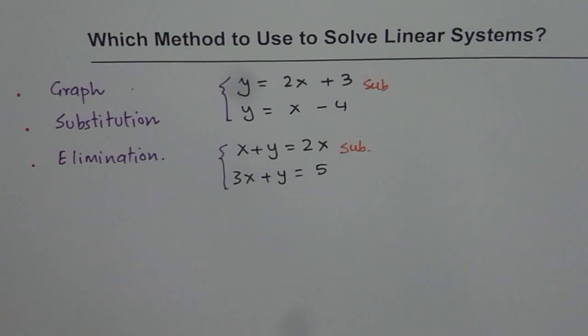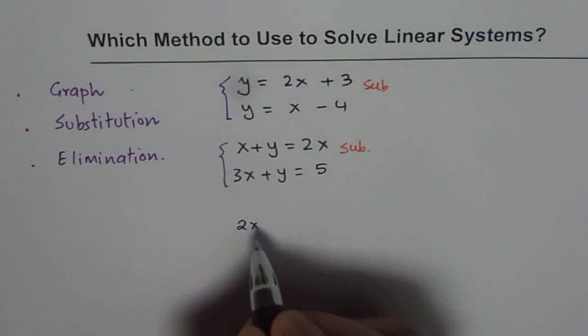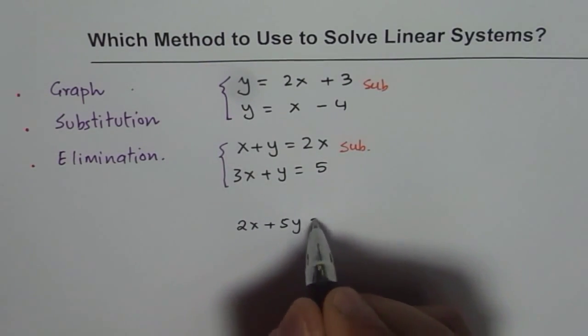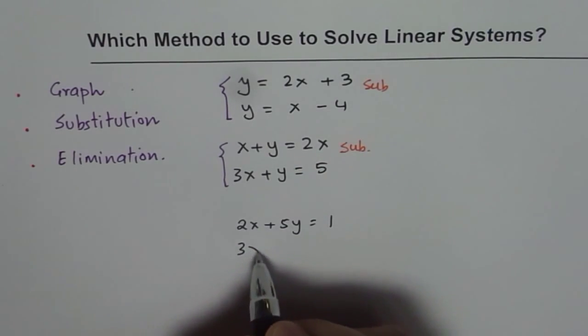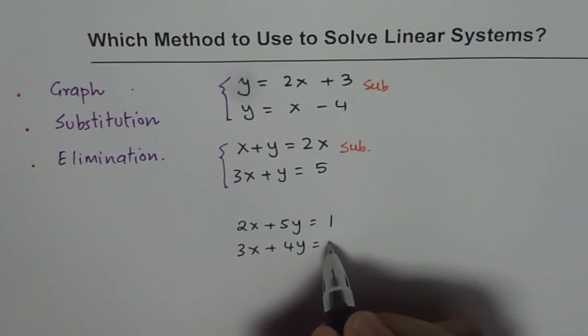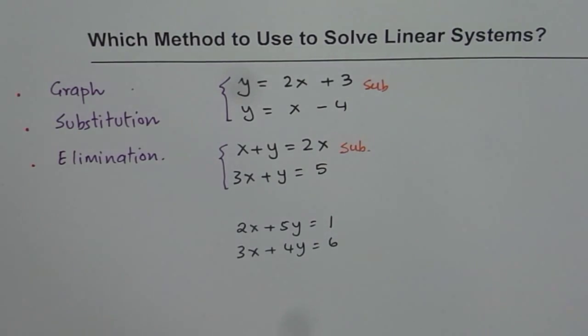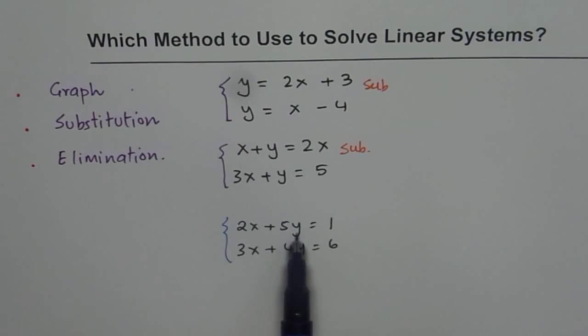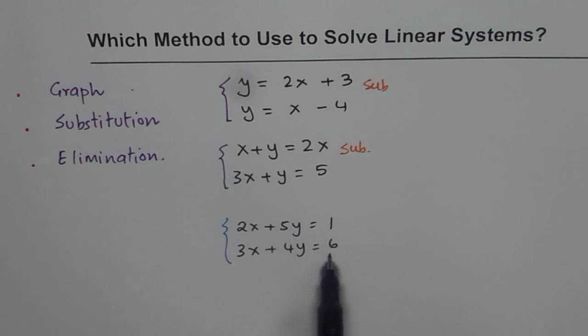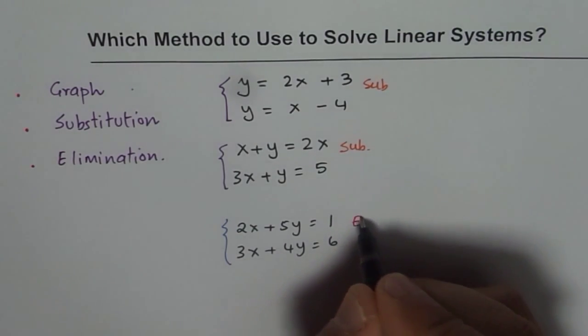Now let me take up another example, and this time I will take coefficients for both x and y, right? Let us say 2x plus 5y equals 1 and we have 3x plus 4y equals 6. In this particular set of equations, what you find is that if you isolate x or y, you'll end up with fractions. Dealing with equations with fractions may at times be tricky or time consuming, so you'll avoid that. So for this set of equations, you'll always prefer the method of elimination.